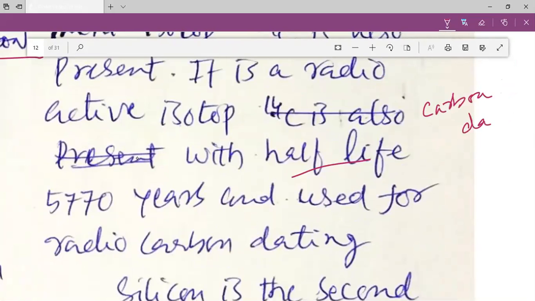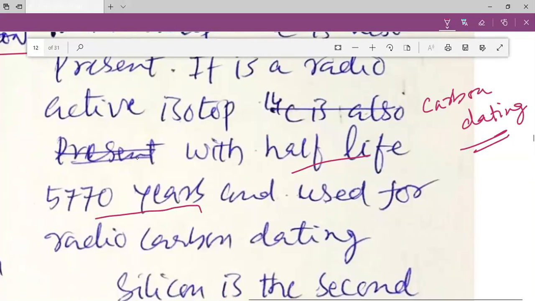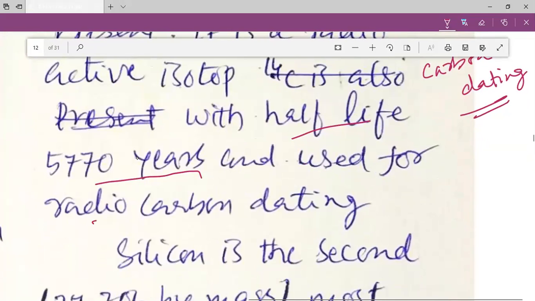Carbon dating. Let me explain what carbon dating is. But first, let me read. It is a radioactive isotope with a half-life of 5770 years and used for radiocarbon dating. Now, what is this radiocarbon dating?